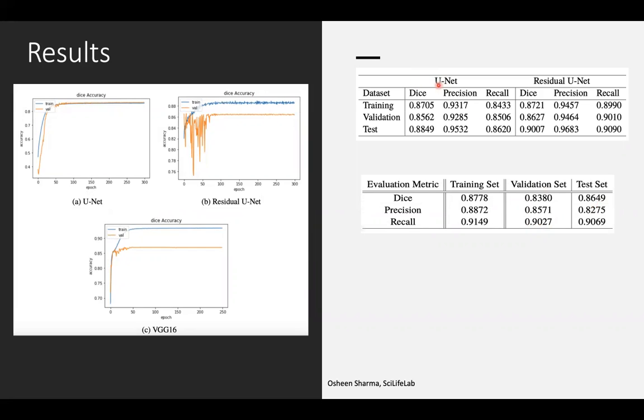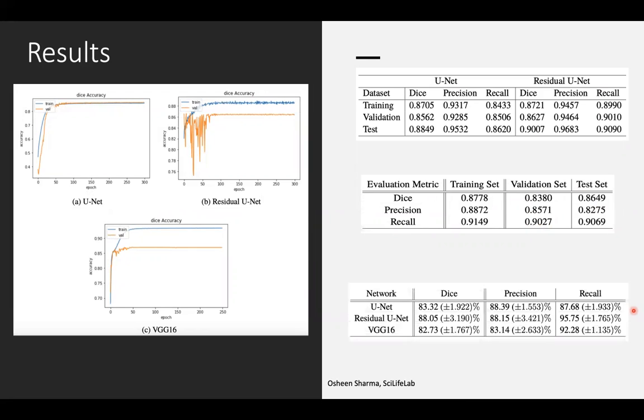Also, the 3 neural networks, UNet, residual unit, and the transfer learning, were compared using the 3-fold cross-validation, as I mentioned in my previous slide. And the best performing model out of the 3 was the residual unit with the 88.05 Dice score and the standard deviation of 3.19.